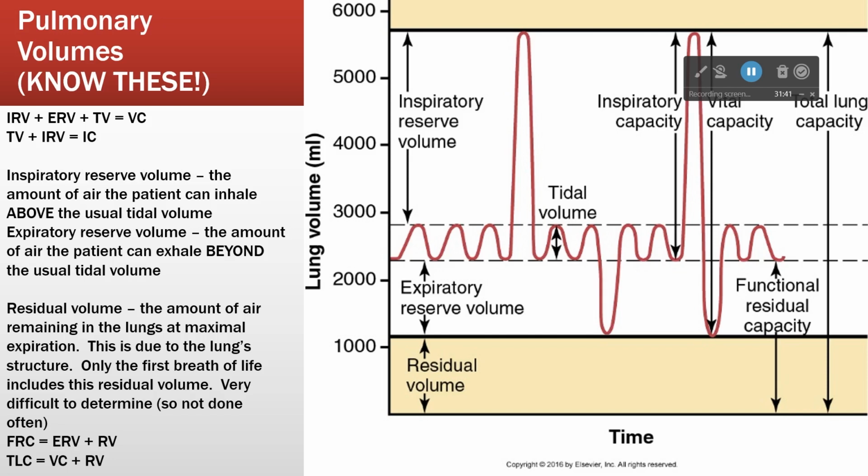All right, the ones that I most want you to know are these guys. So IRV plus ERV plus tidal volume, so inspiratory reserve plus expiratory reserve plus tidal volume, that's vital capacity, right? And then tidal volume plus inspiratory reserve is inspiratory capacity. That's this one. How much can you breathe in, versus the biggest breath you can take, which is vital capacity. Okay, I think I covered all that stuff.